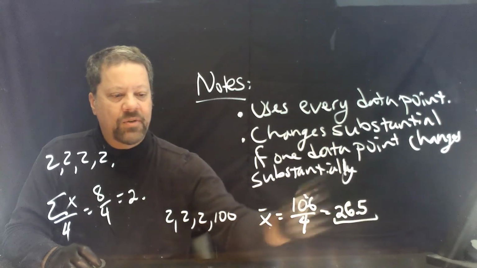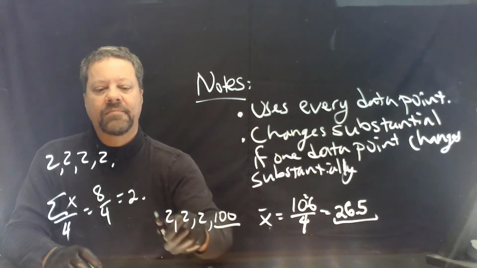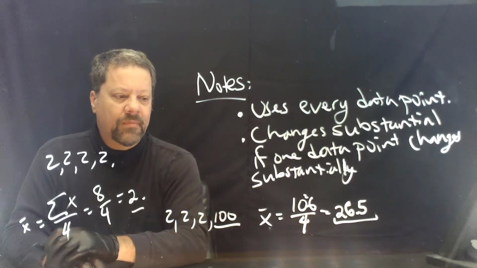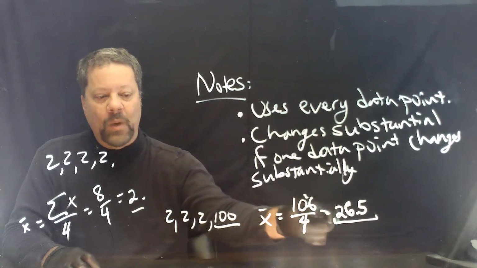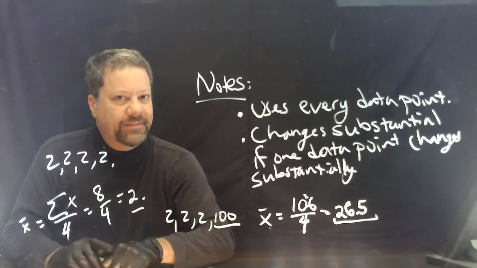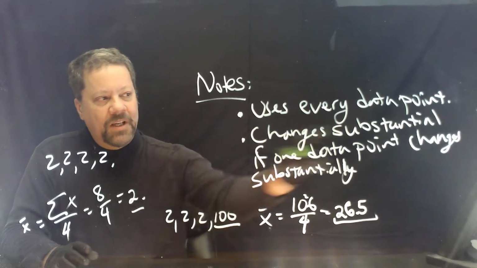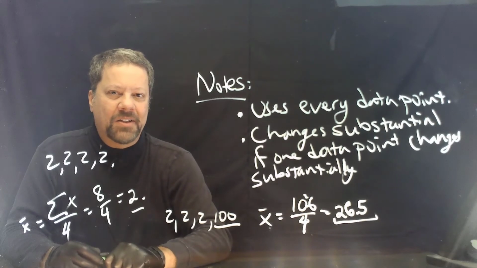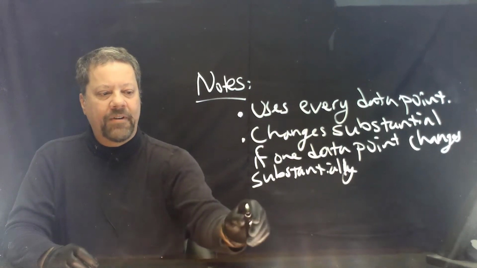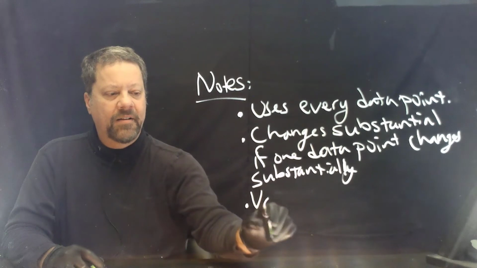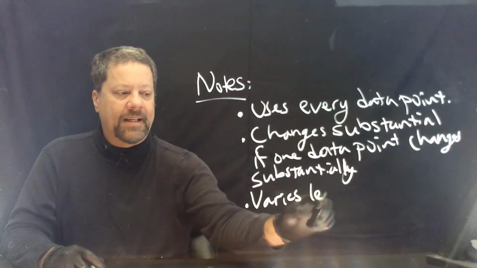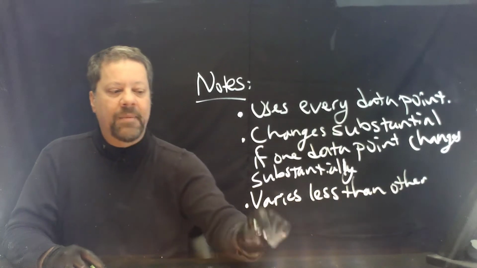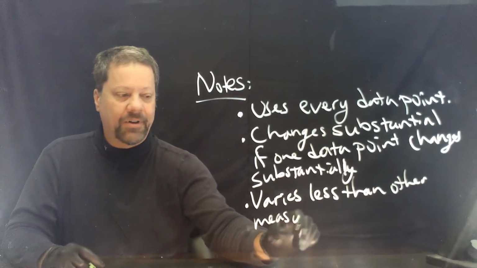So we changed one data point substantially. Before, the mean was 2. Now, changing one data point, the mean is 26.5. So you can change the mean substantially if one data point changes substantially. However, the mean varies less than the other measures of center that we are going to encounter.